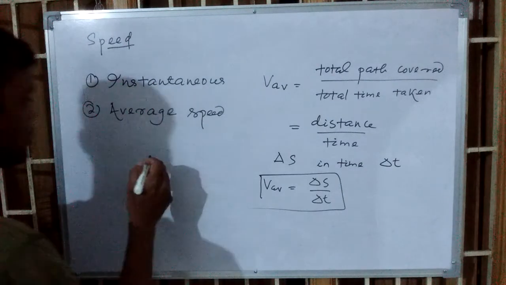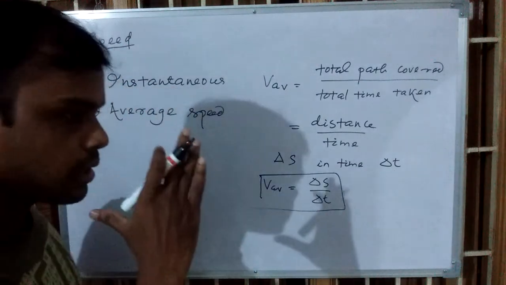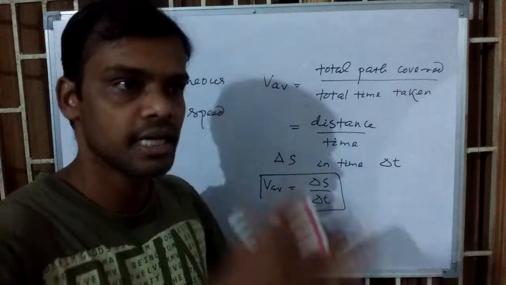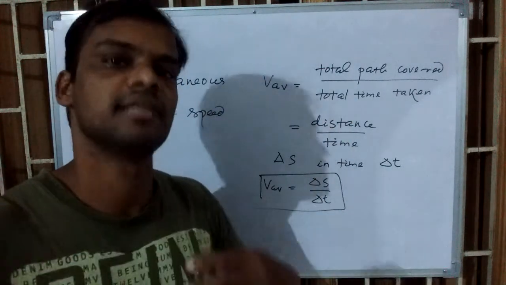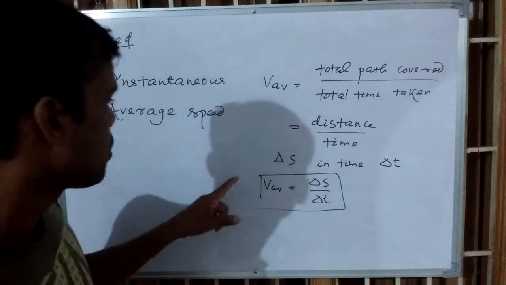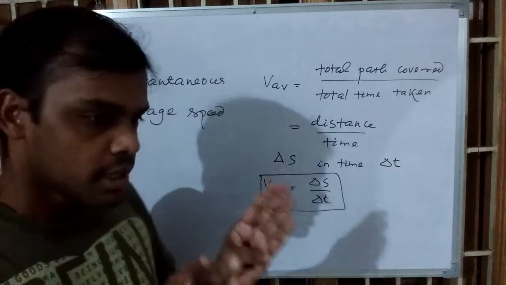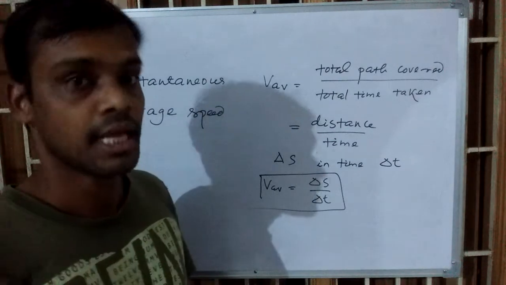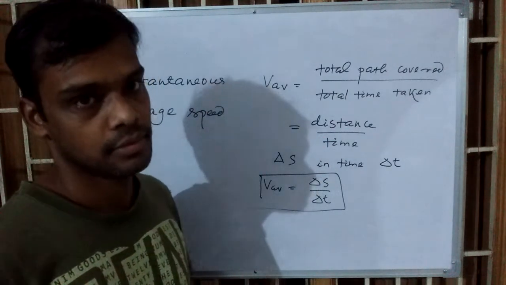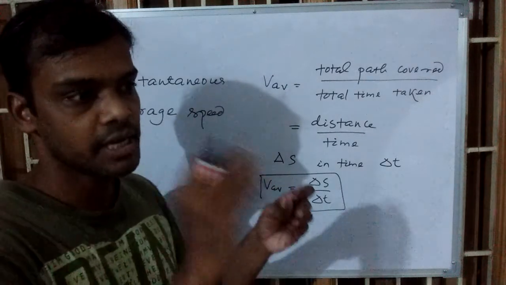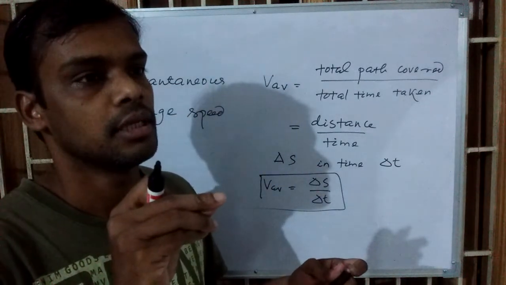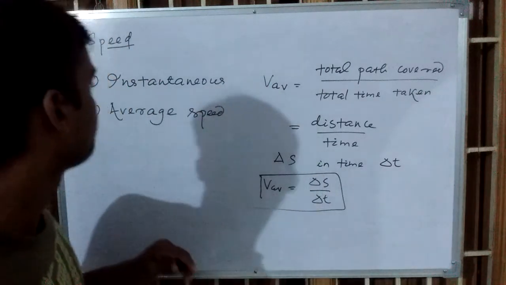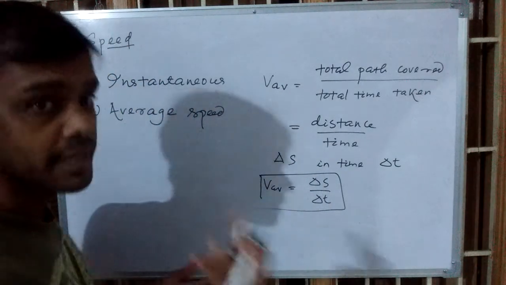That means he is starting, again he increases speed, then he decreases, then stops, then again increases, goes like this. That means at every moment, every instant there is one velocity or one speed. That is called instantaneous speed. That means at every instant of time it has some different velocity or different speed. Then how to determine that instantaneous speed?